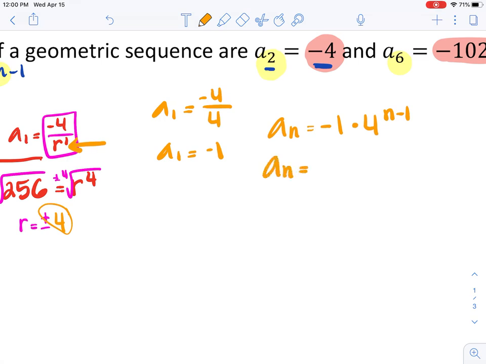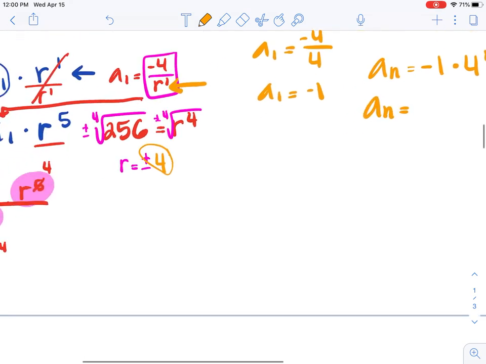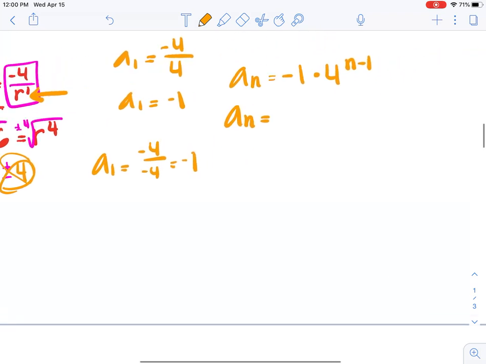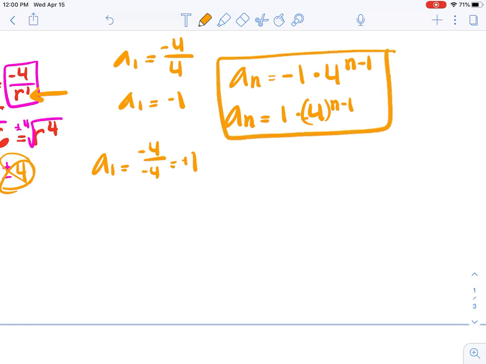Second equation, a sub n is equal to, I haven't solved it yet, so let's do that. So a sub 1, negative 4 divided by, let's do the negative 4 now. And I get, sorry, positive 1. So my next equation is 1 times negative 4 to the n minus 1. So either one of these equations works.